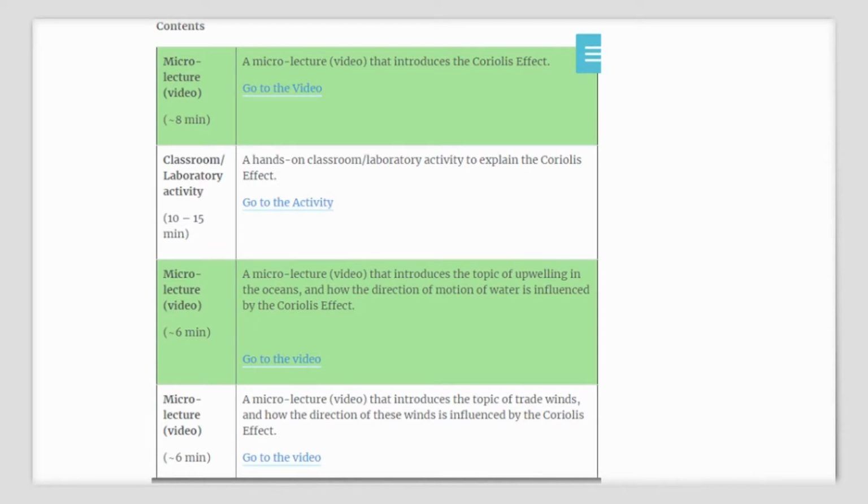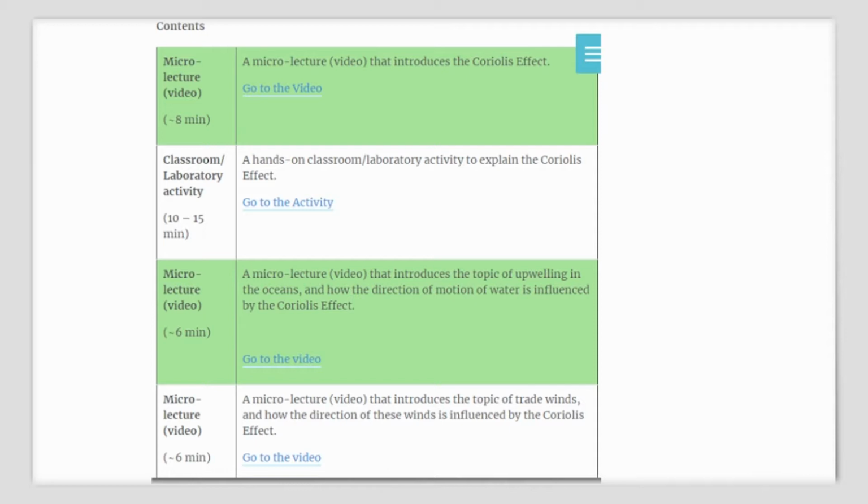This lesson plan includes a short video micro lecture about 8 minutes in length that first introduces the Coriolis effect. A short classroom or lab activity, an interactive activity to better engage with your students to explain the Coriolis effect.